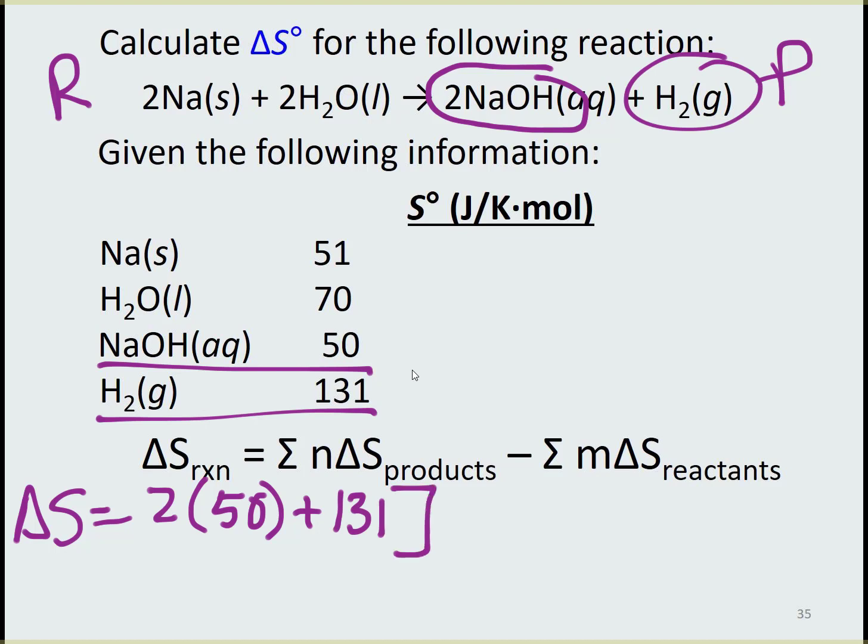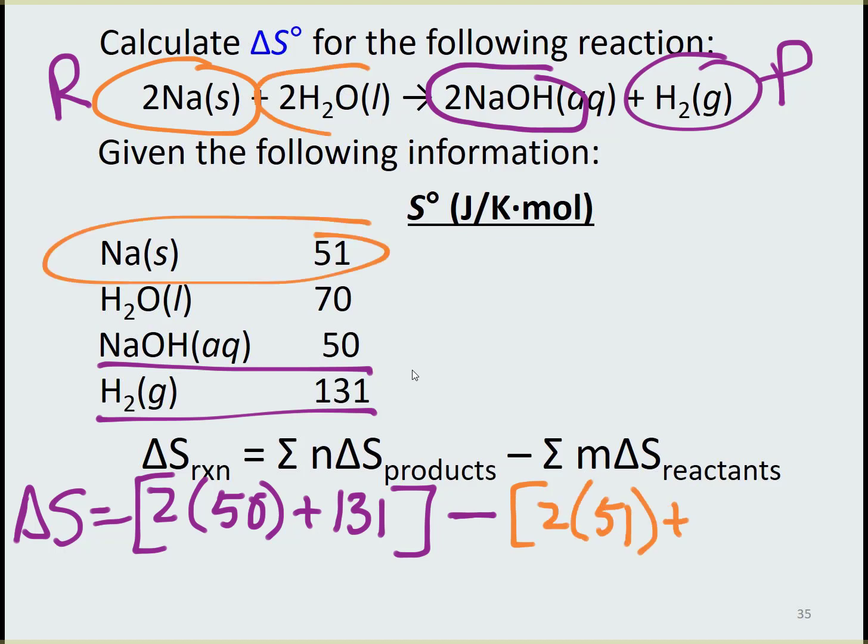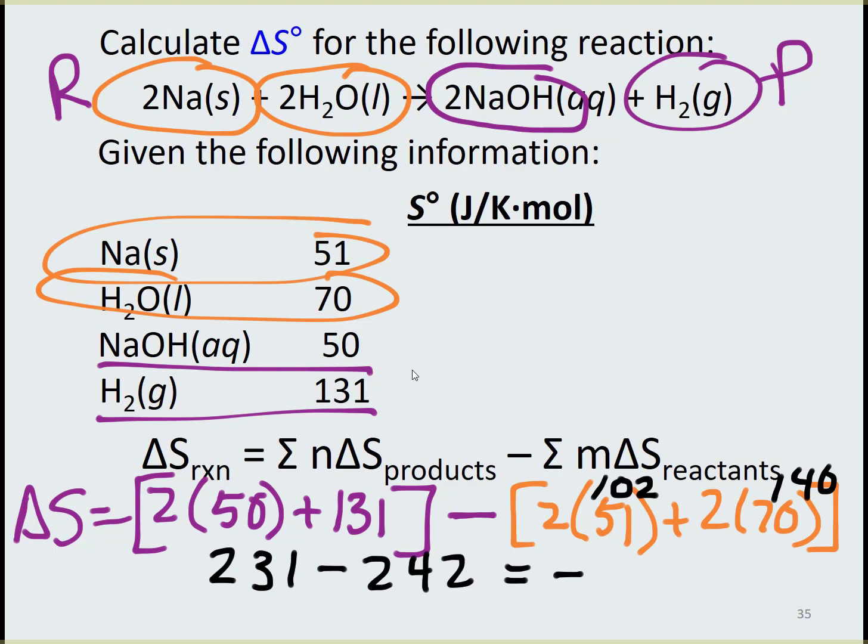And I like to keep all my products in brackets to keep it separate. And then we subtract our reactants. So in our reactants, we have 2 moles of the sodium, and add that to 2 moles of the water, and we can do our math. And our answer is a negative 11.